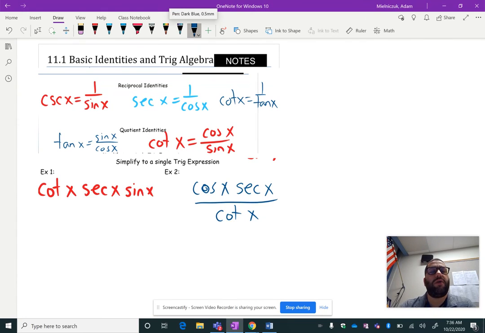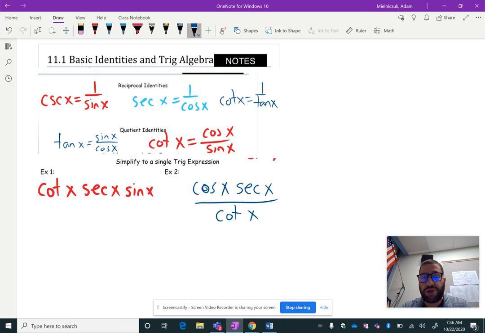All right. Our lesson 11.1, we're going to take a look at some basic trig identities and apply it to some trig algebra. So there's a couple reciprocal identities we need to remember. We need to remember that cosecant x is the same as 1 over sine x. Secant x is the same as 1 over cosine x. Cotangent x is the same as 1 over tan x. So those are our reciprocal identities.